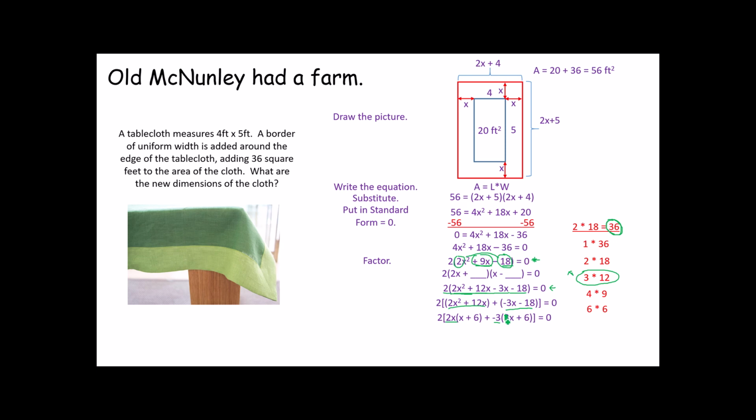Notice that when you pull out the GCF, what's inside the parentheses is the same. That means that I can take the 2 and bring it down. The 2x and the -3 give me 2x minus 3. Both of those get multiplied by the x plus 6, which gives me the x plus 6. You see, what we've done is we've used the grouping method to solve this instead of guess and check.